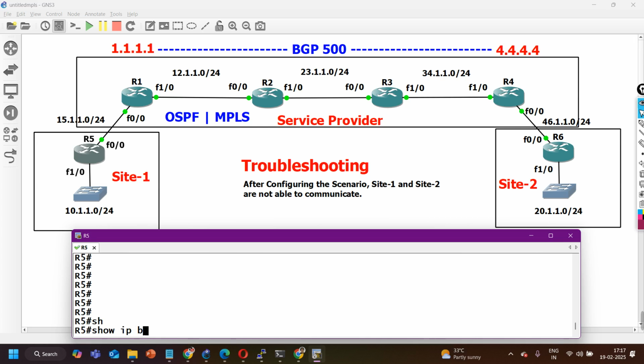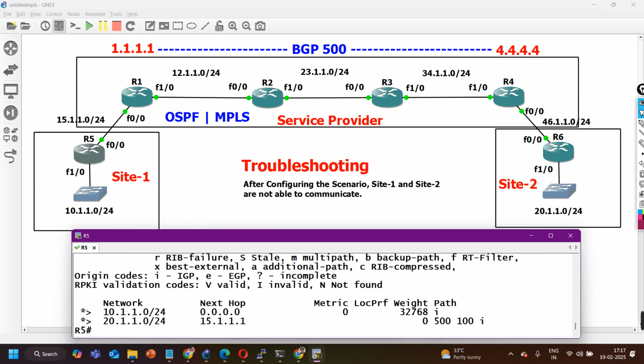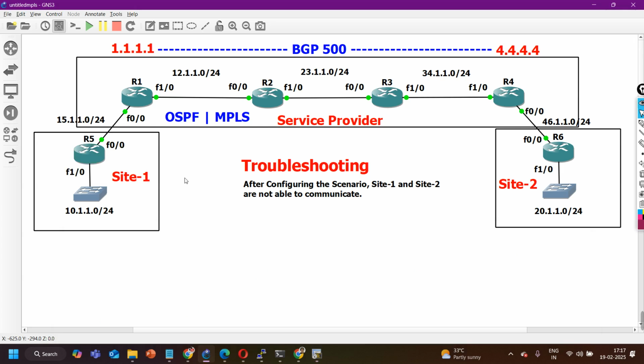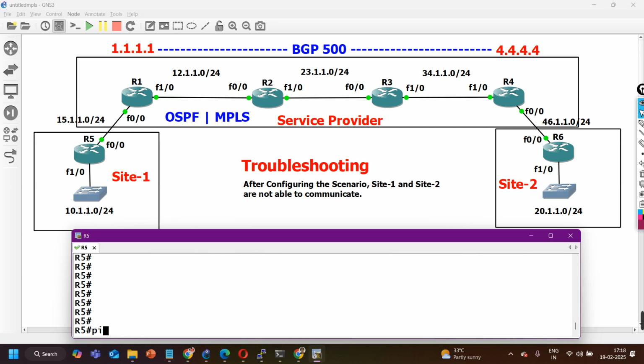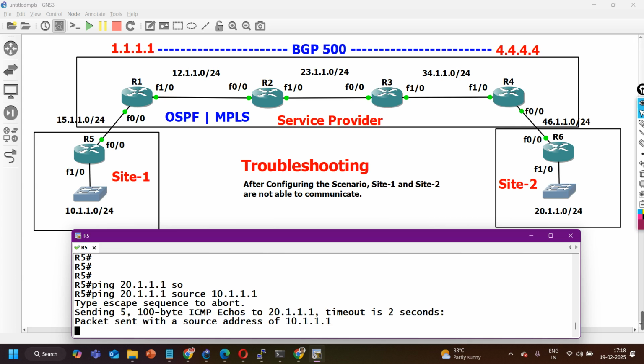And show ip bgp. You can see in the BGP table on router number 5, I have both sides' LAN subnet prefixes. 10.1.1.0/24 is there, and 20.1.1.0/24 is there, right? Let me check the connectivity. Ping 20.1.1.1 and source 10.1.1.1. 20.1.1.1 is the host inside side 2 and 10.1.1.1 is the host inside side 1, right?